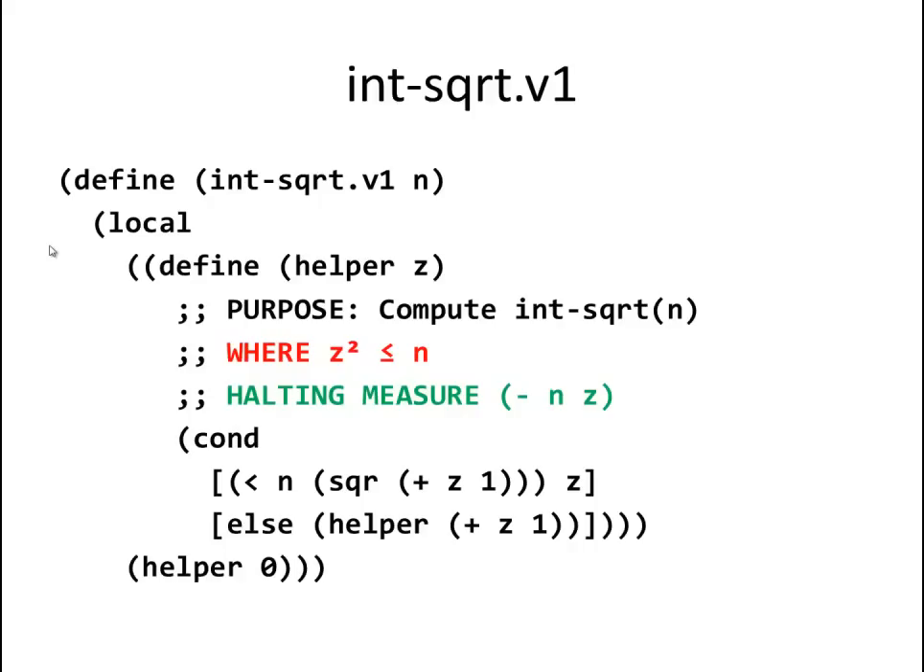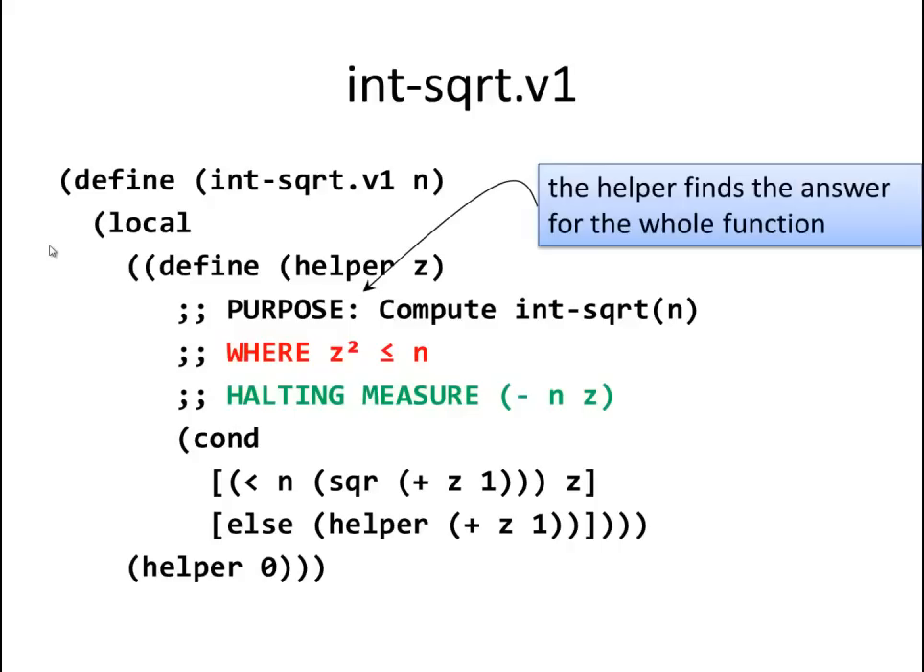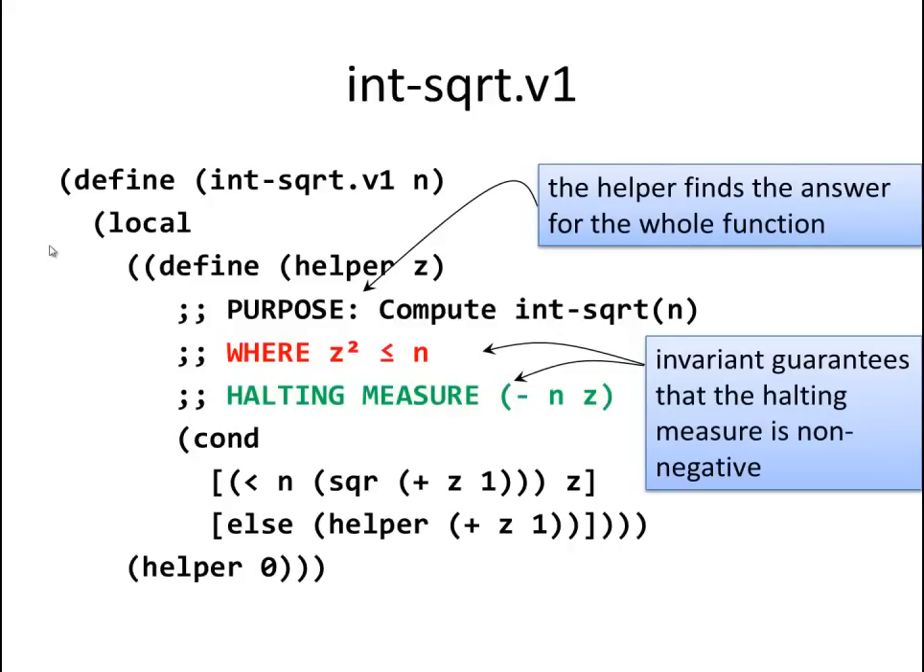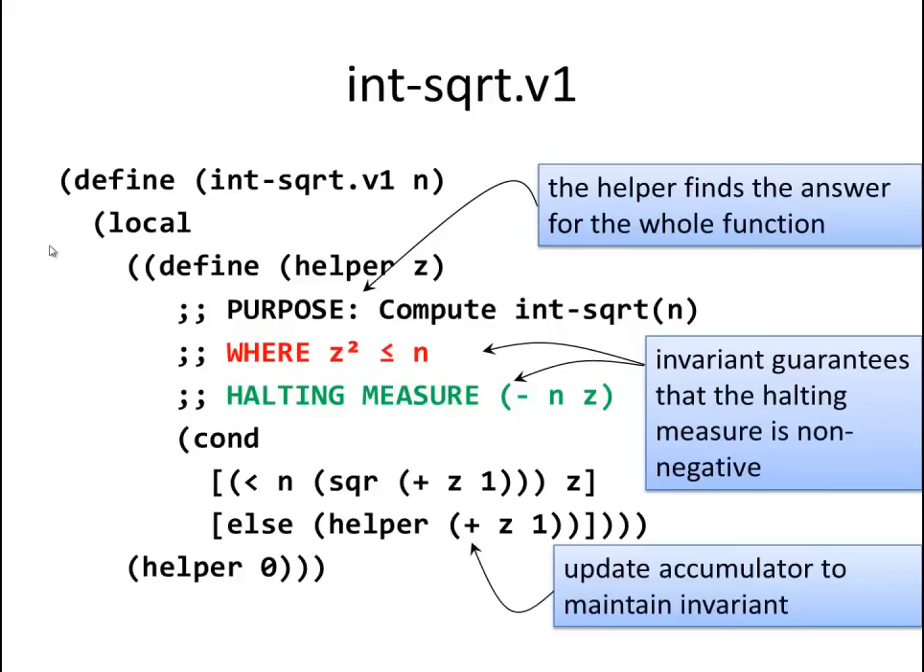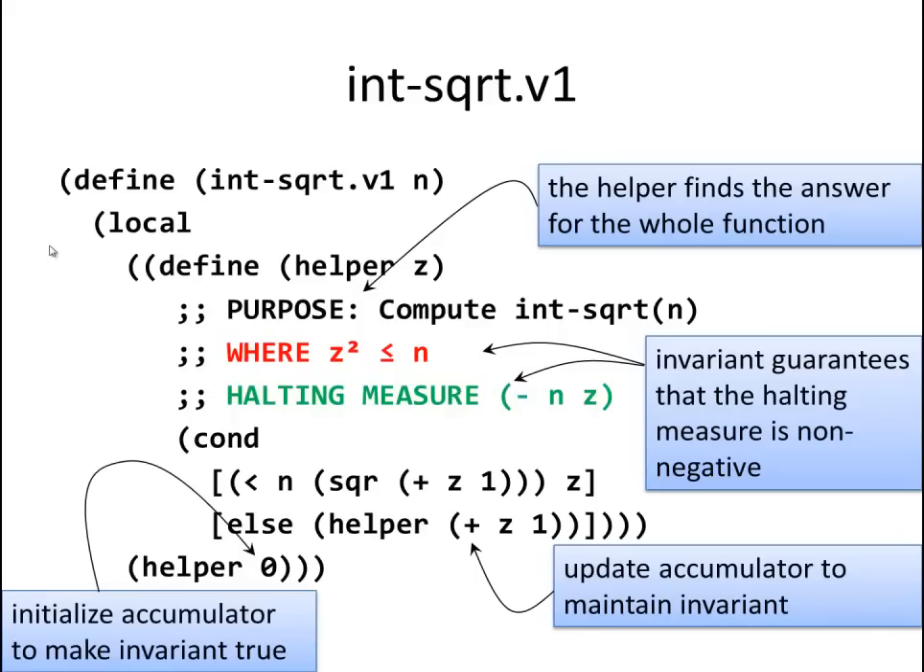And of course, I have a halting measure, which is n minus z. I know that this is non-negative because I know that z squared is less than or equal to n. And since we're only dealing with positive numbers here, I know that means that z itself has got to be less than or equal to n. That's always positive, and z keeps increasing, which means this halting measure keeps decreasing. Again, helper finds the answer for the whole function. The invariant guarantees that the halting measure is non-negative. I update the accumulator to maintain the invariant. And at the beginning, I initialize the accumulator to make the invariant true.